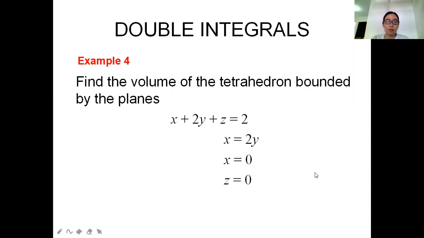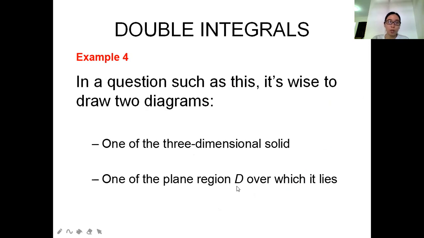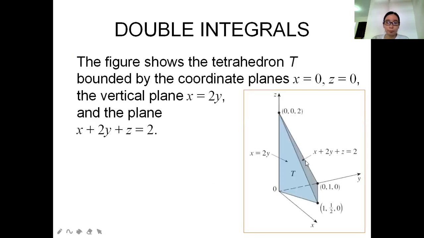Okay? So, for example, number 4, find the volume of the tetrahedron bounded by the planes x plus 2y plus z is equal to 2, where x is equal to 2y, x is equal to 0, and z is equal to 0. So in a question such as this one, it's wise to draw two diagrams. One of the three-dimensional solid, and if you can use a computer, your graphing will be easier. And another is the plane region D over which it lies.